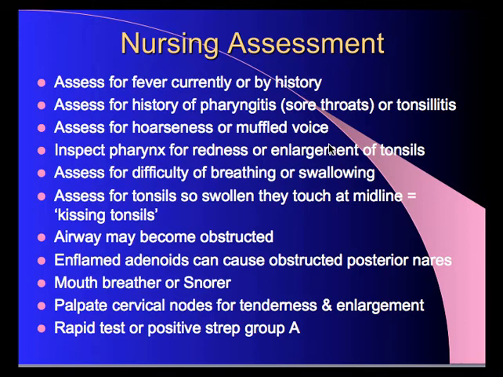You'll want to assess the tonsils that might be so swollen that they actually touch at the midline, and they are called kissing tonsils. If that's the case, the airway actually may become obstructed. The adenoids can cause obstructed posterior nares. They will be mouth breathers or snorers, and you can palpate the cervical nodes for tenderness and enlargement, and you would want to do a rapid test or a throat culture for looking for positive group A strep.